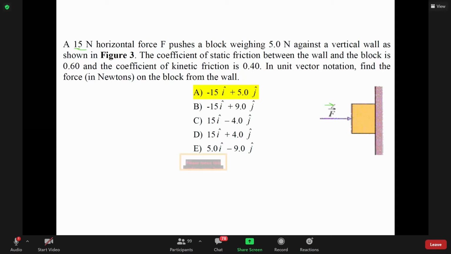It is in this direction, along the I hat, right? To the right, horizontally to the right. 15 Newton pushes a block weighing 5 Newton. What does it mean?